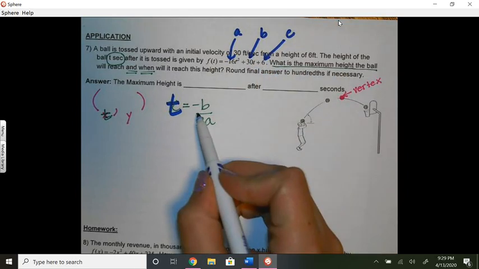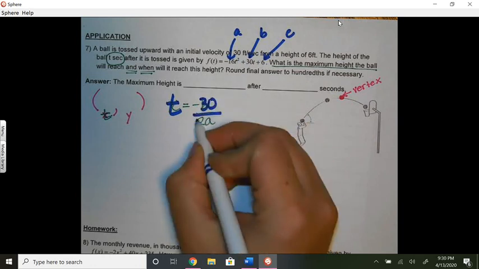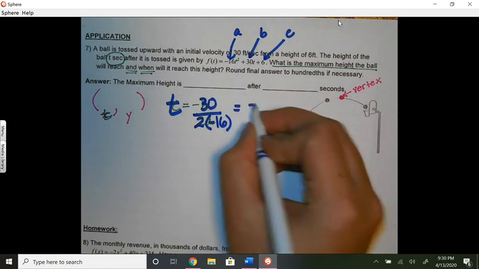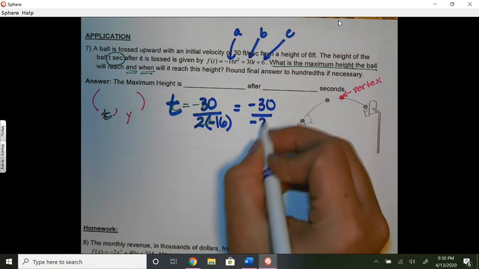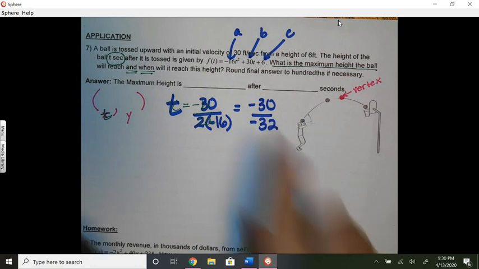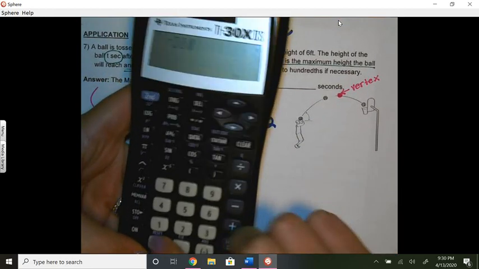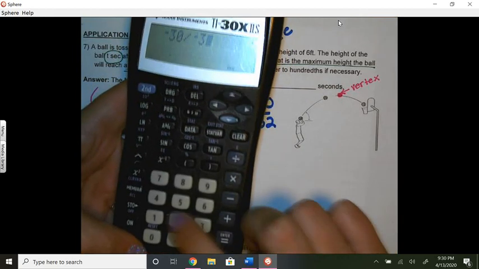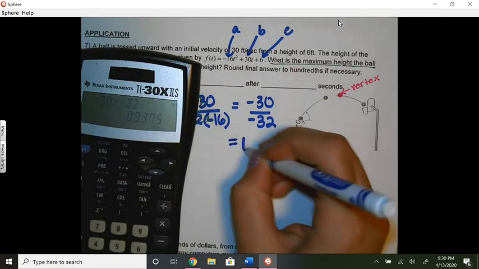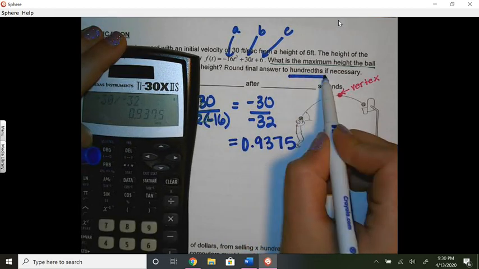So we're going to go ahead and plug in the 30. So negative 30 over 2, and then for a, it's negative 16. So we have negative 30 divided by negative 32. It says round final answers to the hundredths if necessary. So if we do negative 30 divided by negative 32, we would get 0.9375. So it says to round to the hundredths place.